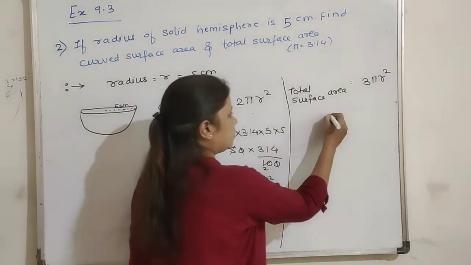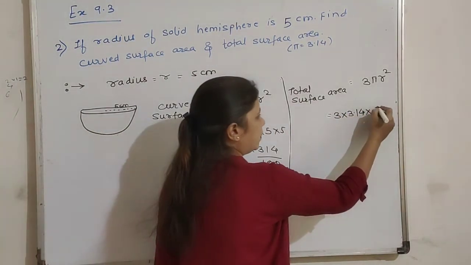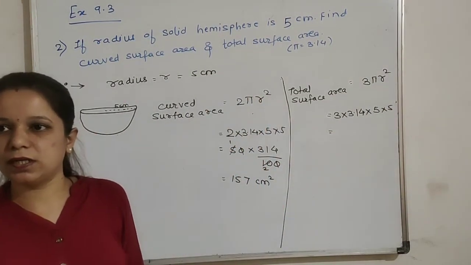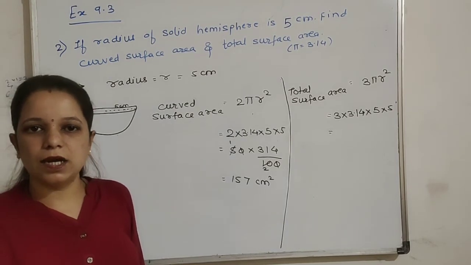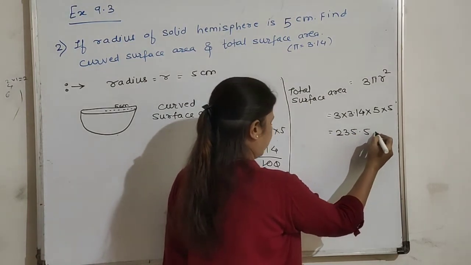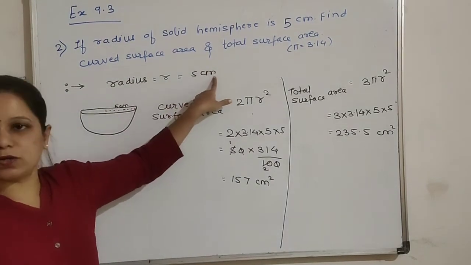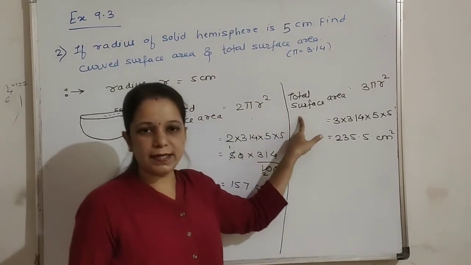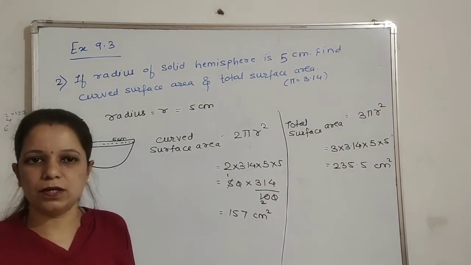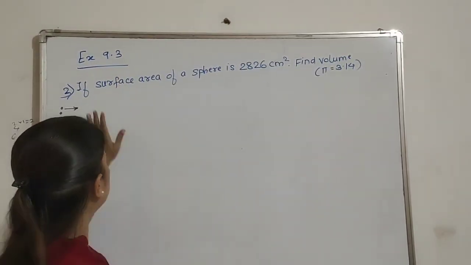So it will be 3 into 3.14 into 5 into 5. So after you perform this required calculation, you will get the answer as 235.5. Now the unit is again centimeter square, because radius is provided to you in centimeter. We are calculating area, so unit for area is centimeter square. Okay, note it down. Now exercise 9.3, question 3.